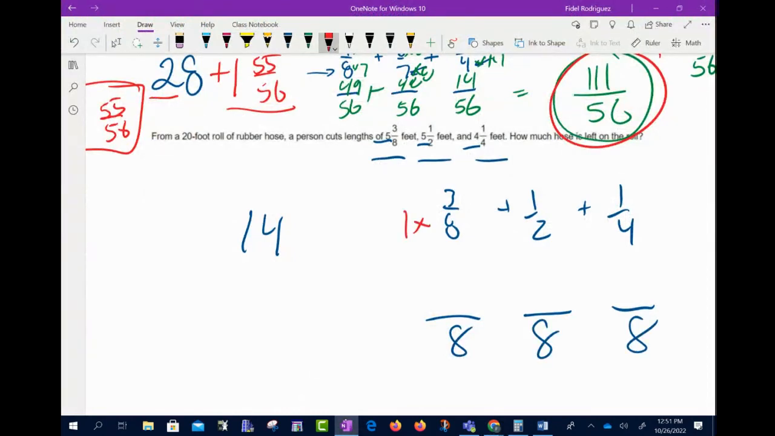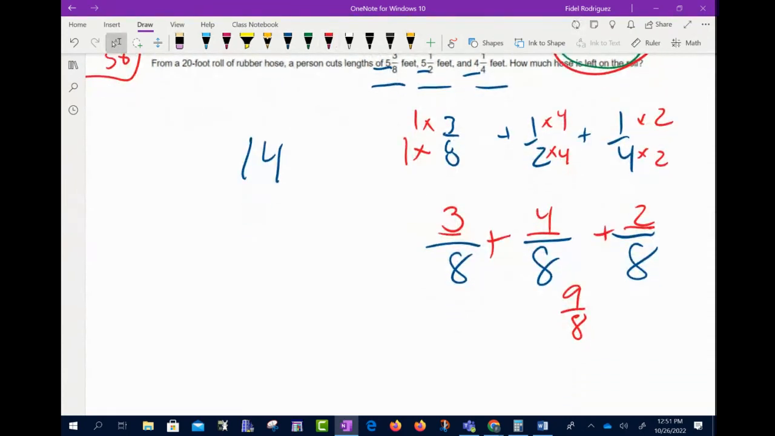Okay. So we multiplied this guy by 1. So that stays a 3. We multiplied this one by 4. So that's a 4. And we multiplied this one here by 2. So that's a 2. Okay. So now I'm going to add together. 3 and 4 is 7. And another 2 is 9. Okay. 9 over 8. Now, I want to go ahead and convert that to a mixed number, right? So look, we're going to divide 9 by 8, it goes in one time, with a remainder of 1. So this is 1 and 1/8.